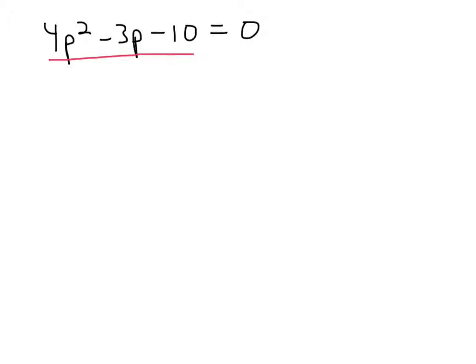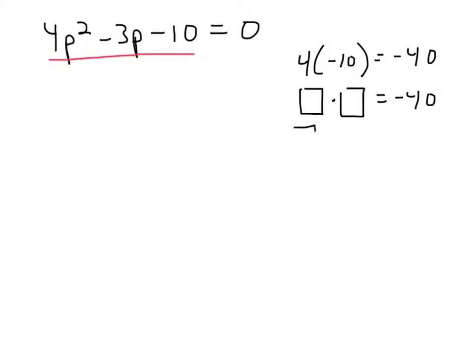Now this is a trinomial also. There's 3 terms there, but this is the more difficult type because there's a coefficient of 4 in front of that p squared. So this is the kind where we're going to have to take 4 times negative 10, which is negative 40, and find 2 numbers that multiply out to equal negative 40 and that add up to equal a negative 3. And it's going to be a negative 8 and a positive 5.